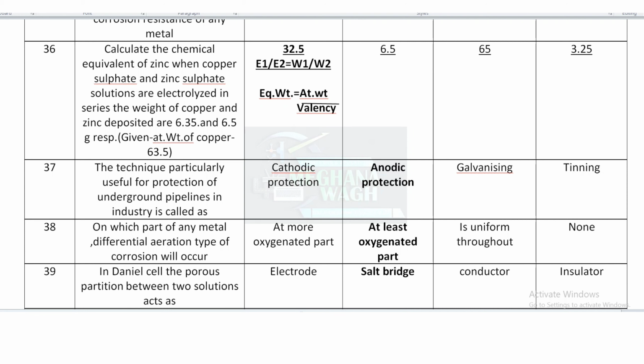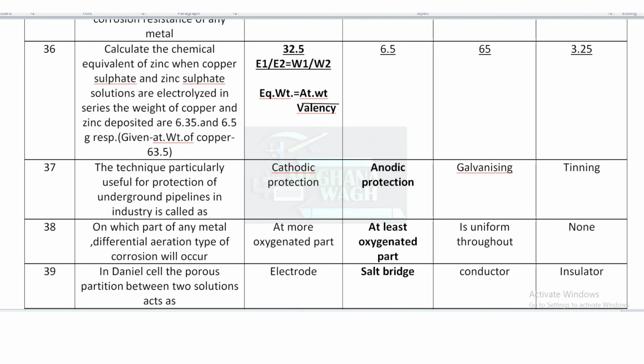Now the first question is: calculate the chemical equivalent of zinc when copper sulfate and zinc sulfate solutions are electrolyzed in series. The weights of copper and zinc deposited are 6.35 and 6.5 respectively. Given the atomic weight of copper is 63.5. What we have to calculate is the chemical equivalent, that means the equivalent weight of zinc.